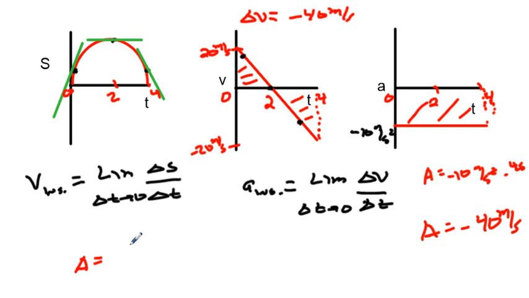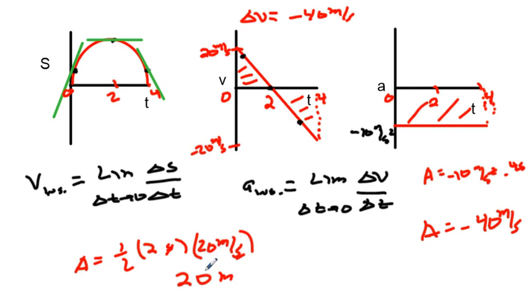Area there is going to be 1/2 base times height. So 1/2 my base looks like it's 2 seconds, I'm going to put my unit there too, and my height here is 20 meters per second. And what's that going to do? Well, that is going to cross off seconds. And I'm going to say 1/2 of 2 is 1, times 20. That's going to then be 20 meters. So the area of this triangle here is going to be 20 meters. Notice how we get meters units because we cross out both seconds.